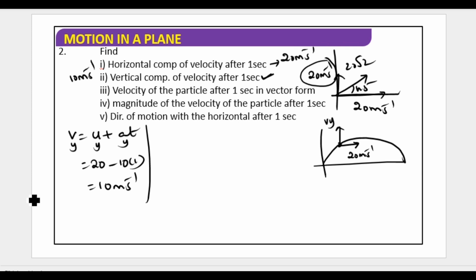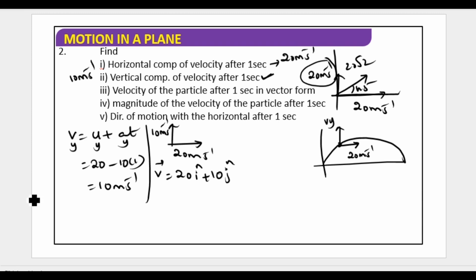Next, the velocity of the particle after 1 second in vector form. After 1 second, its horizontal velocity is 20 meter per second and its vertical velocity is 10 meter per second. So the velocity in vector form we can write as 20 i cap plus 10 j cap. This is the velocity of the particle after 1 second.